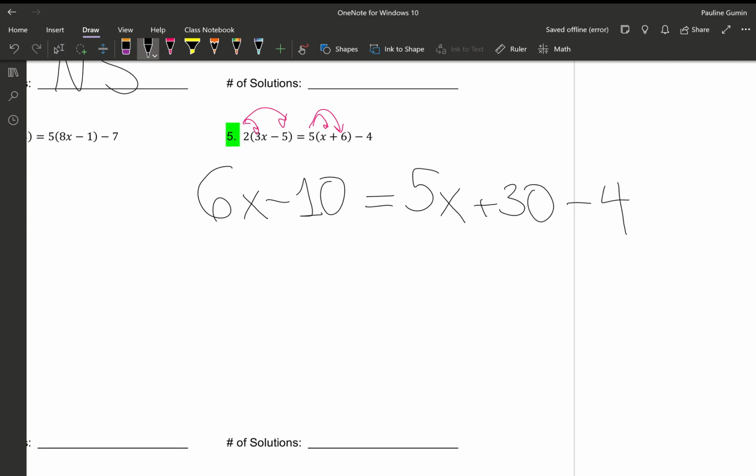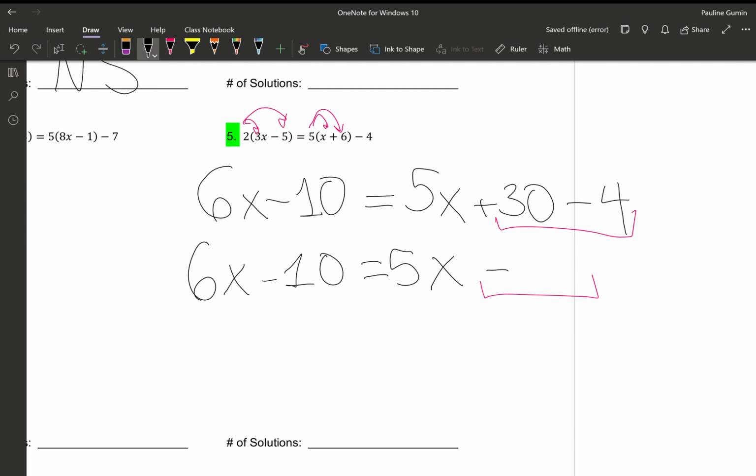Before I take a look at my variables, I want to combine some like terms. And I see that on the right-hand side, 30 minus 4 gives us 26. Okay, time to look at our variables. On the left, I have 6x. On the right, I have 5x. Notice that they're different. Because of this, we only have one solution.